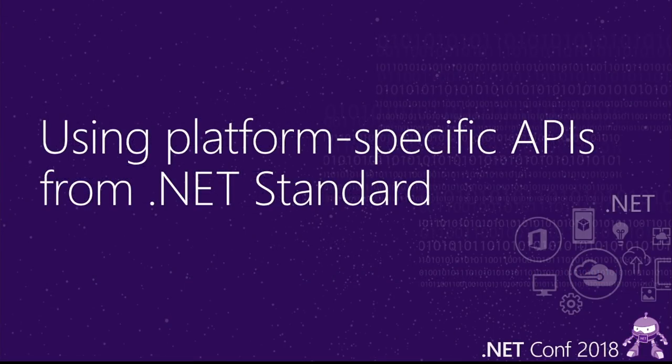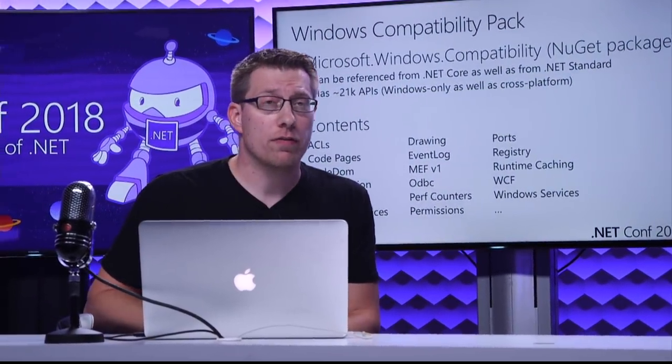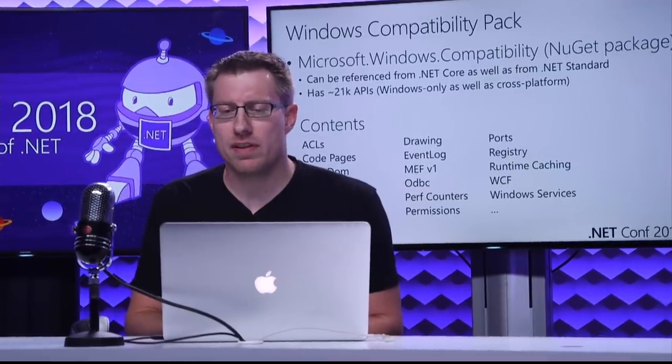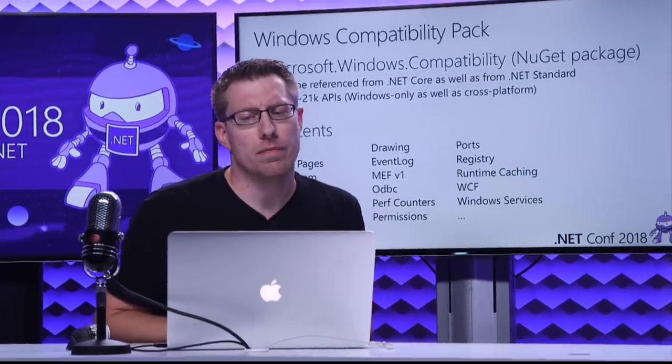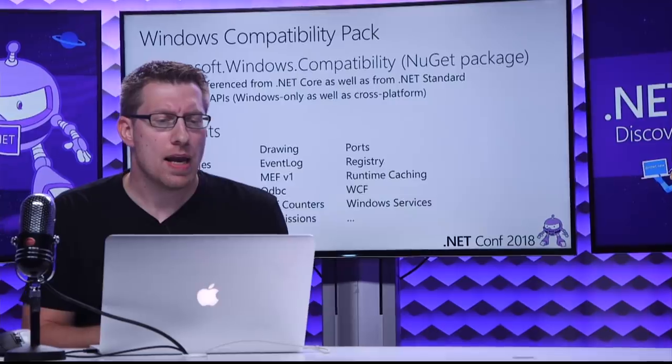All right, so before we go into the demo on how we build .NET Standard libraries, I want to talk a little bit about platform-specific APIs and how that works with the standard, because there's also a lot of confusion around that subject. So first of all, we announced the Windows Compatibility Pack almost a year ago. No, actually exactly a year ago, I think, at this point.